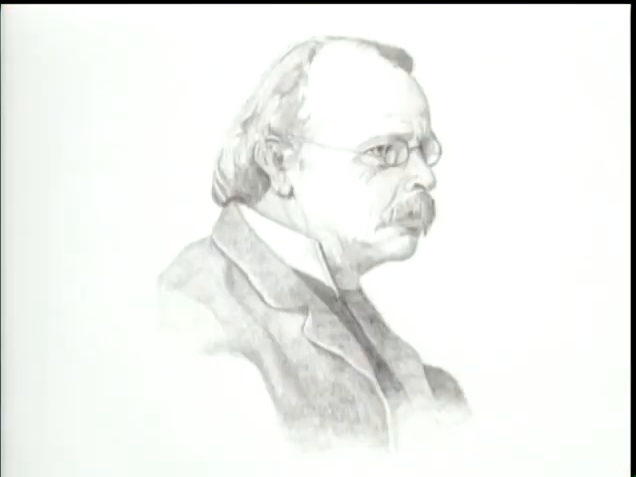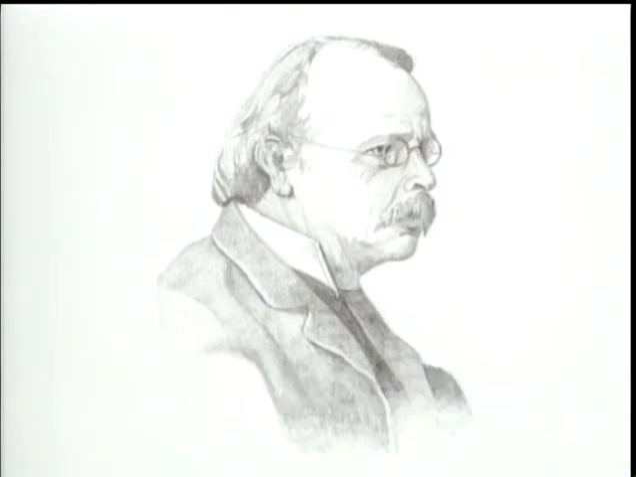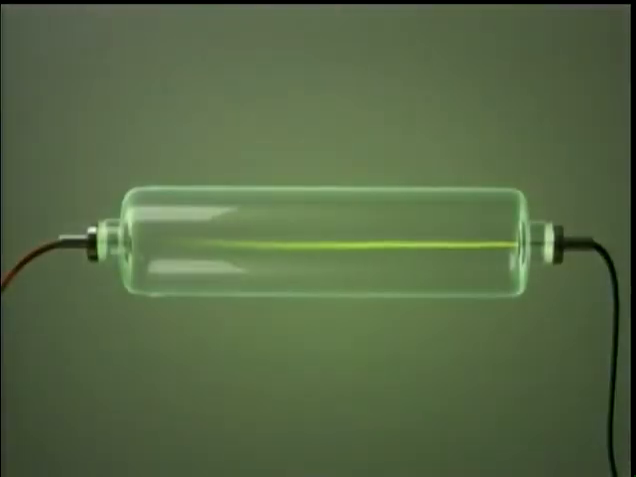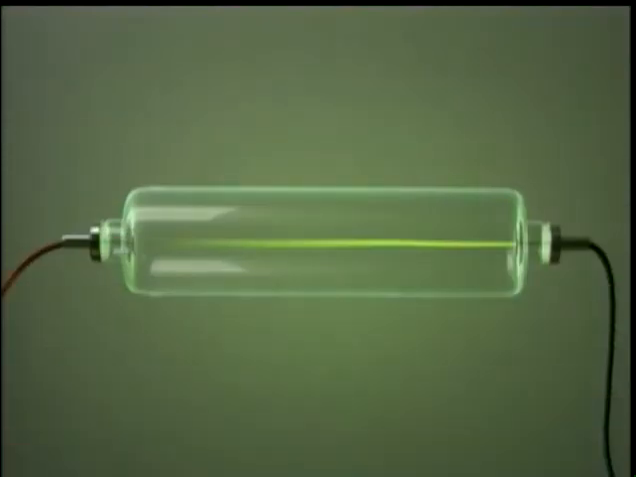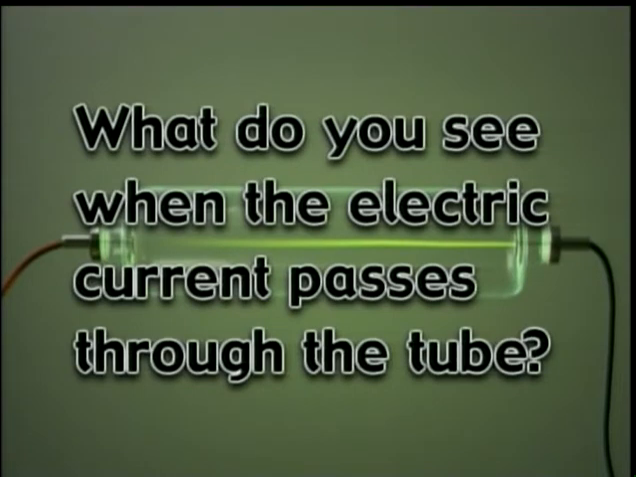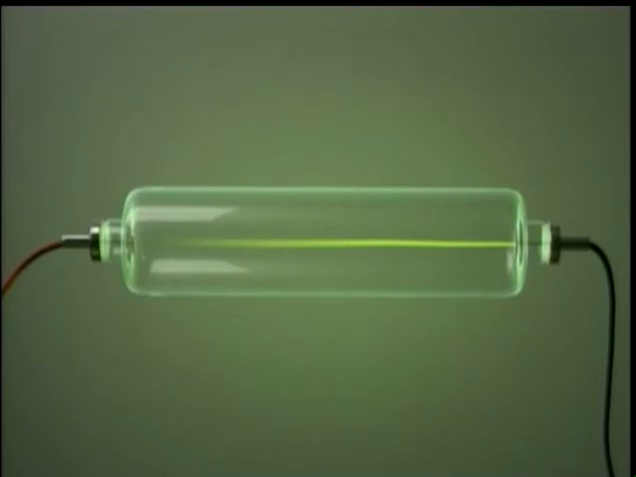Late in the 19th century, in 1897, another scientist by the name of J.J. Thomson hypothesized that atoms are made up of even smaller particles. Thomson conducted experiments in which an electric current was passed through tubes pumped almost empty of air. You observe. What do you see when the electric current passes through the tube? You can see that light is given off. This light is created by rays traveling through the tube.